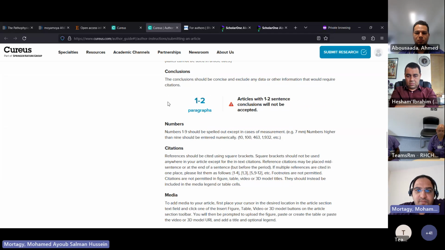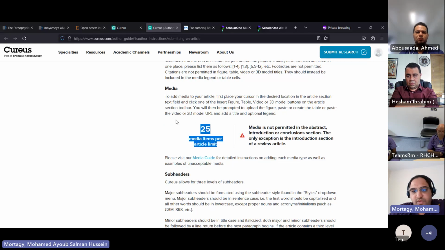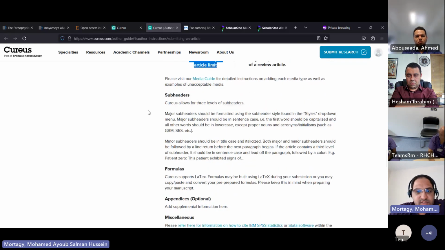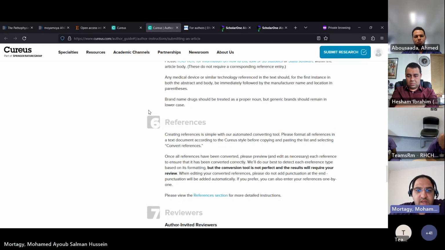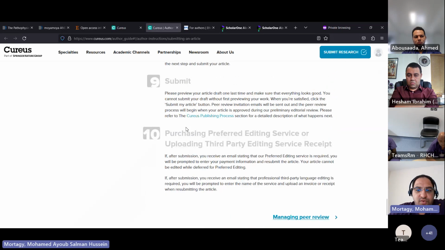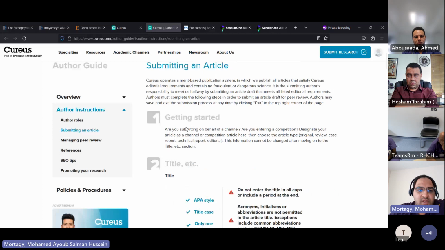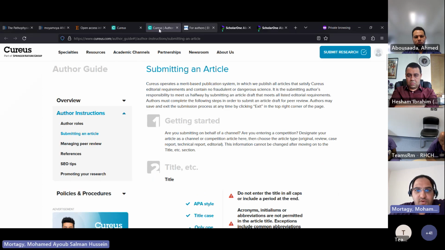And then the conclusion should be only 1 to 2 paragraphs. Media shouldn't have more than 25 images. That's what they ask for. References should be formatted in a specific way. And it tells you everything you need to know about how to format your article.